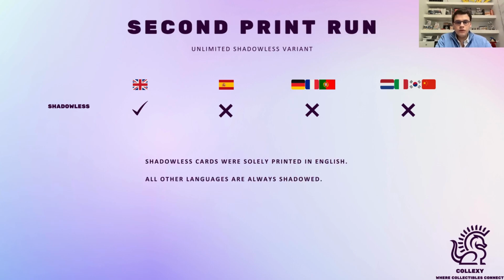The second print run is very straightforward. This is only for unlimited shadowless variants. As only English cards were printed in the shadowless variant format, there were no Spanish, German, French, Portuguese, Dutch, Italian, Korean, or Chinese cards in the shadowless variant, as these were always shadowed.